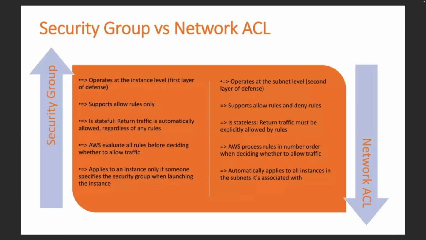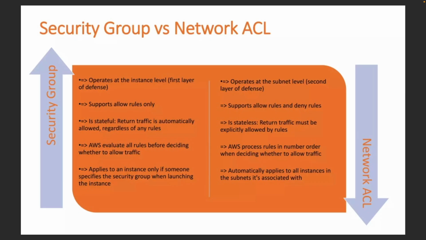Okay, so now let's understand the key differences between security groups and network ACLs. Both are essentially security tools, but they work a little bit differently. Security groups operate at the instance level as the first layer of defense. They support allow rules only. You specify what traffic is permitted. Security groups are stateful, which pretty much just means return traffic is automatically allowed regardless of any rules.